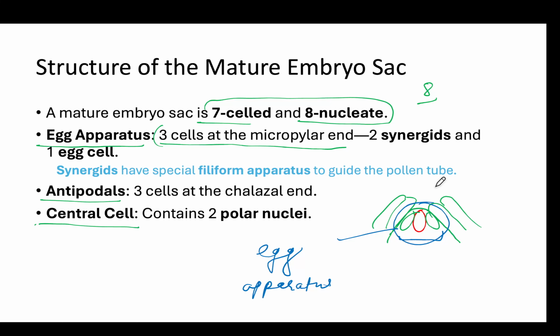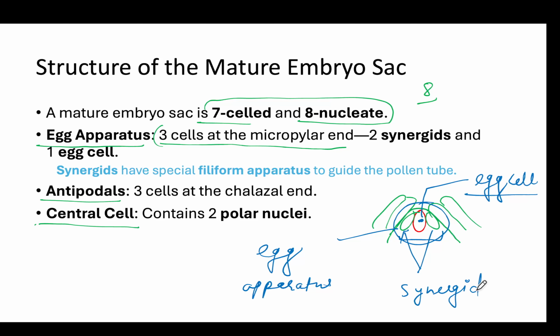In this egg apparatus, one cell is the egg cell, and the other 2 cells are synergid cells. 2 cells are synergid cells.